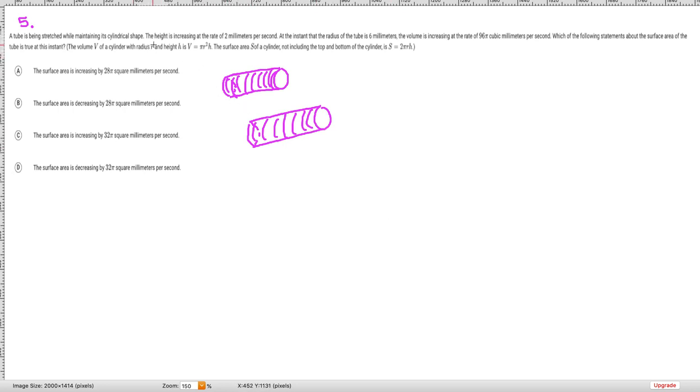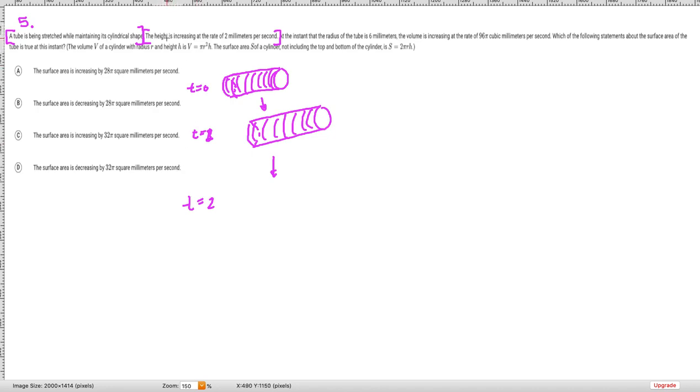Now, the height is increasing at a rate of 2 millimeters per second. Now, the way we interpret this next sentence. This first sentence gave us some image of what's occurring. This tube is being stretched over time. So this is time 0, this is maybe time 1, and it's going to keep being stretched at time 2, and so forth.